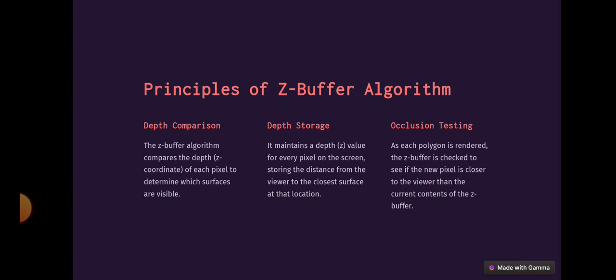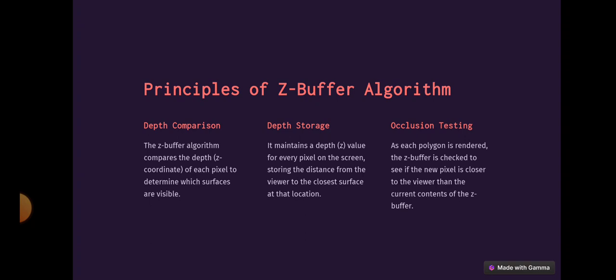Next, the principles of the Z buffer. The basic techniques for hidden surface removal are the Painter's algorithm, the Z buffer algorithm, or binary space partitioning in computer graphics. Now, let's talk about the principle of the Z buffer algorithm. It involves depth comparison, depth storage, and occlusion testing.